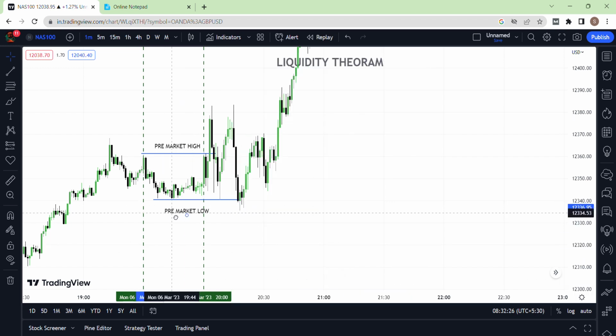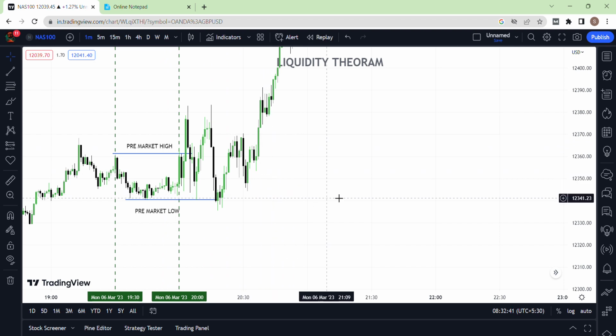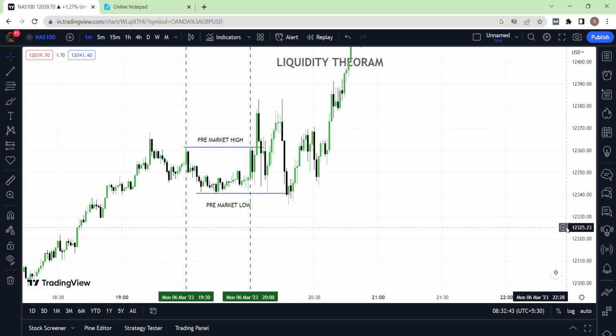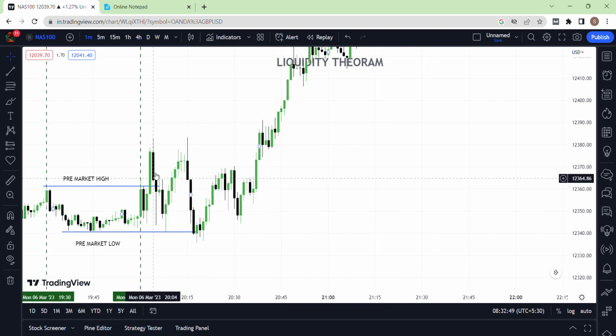So after this timing, exactly at the NAS opening bell, wait for the liquidity grab, whether it's buy side or sell side. Always wait for the liquidity grab. See, where's the first liquidity grab? The pre-market high has been liquidated at first, but there is no required candlestick pattern provided here. So there is no trade here.